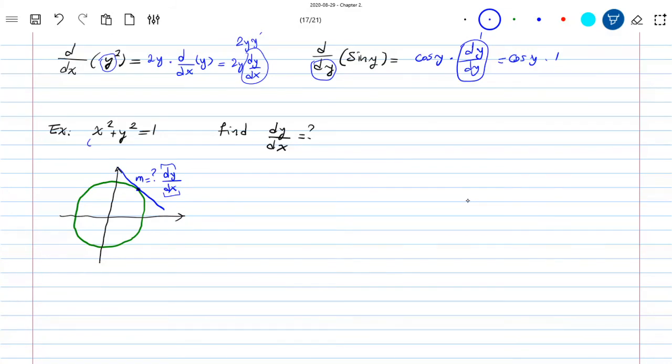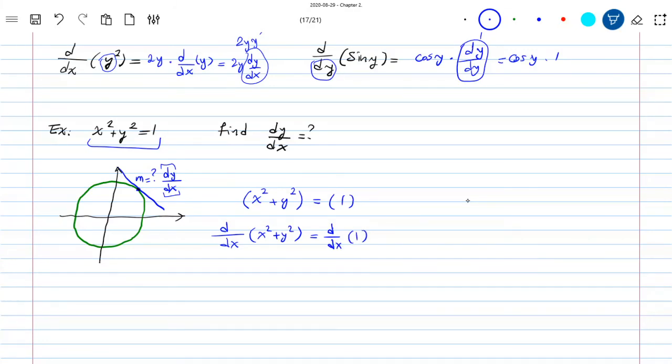So let's say given x squared plus y squared equal to 1, how do we find dy over dx? You apply the derivative to both sides of the equality. Okay, so I'll say x squared plus y squared equals 1. This is the equation, so I'm going to take a derivative of both sides. I will say d over dx of the left hand side must be equal to d over dx of the right hand side.